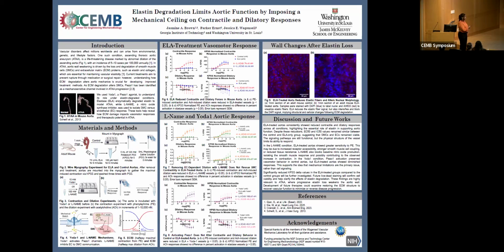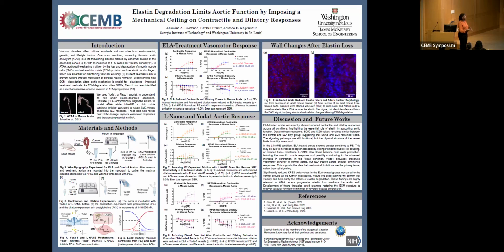For our elastase-treated vessels, those go through 75 units per milliliter of elastase for 6 minutes, and that is then transferred to a stop solution of 100 micromolar of NaCl for another 6 minutes. Afterwards it is transferred back into the myograph to do those contraction and dilation responses.